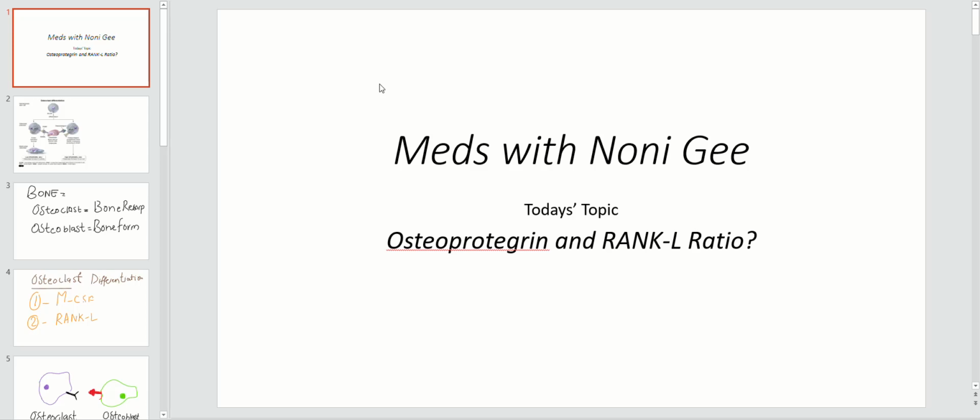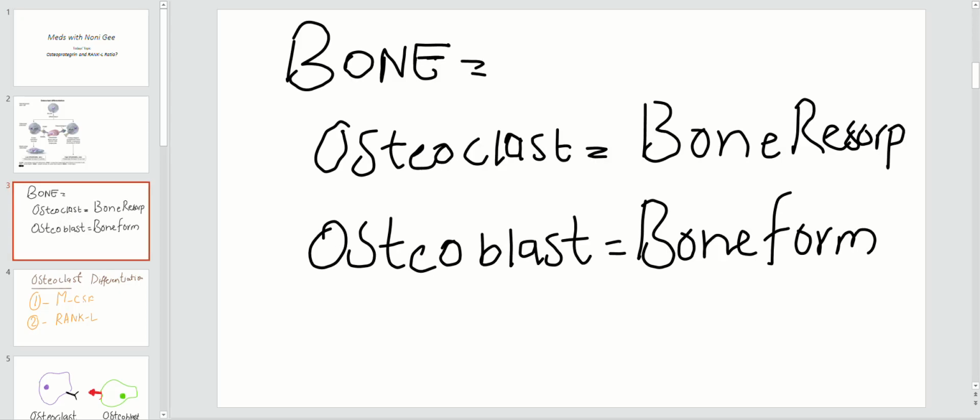Before going into the depth of this topic, I want you guys to know that bones have two types of cells. One are osteoclasts that are responsible for the resorption of bone, and one are the osteoblasts which are responsible for the bone formation. Basic knowledge, but you should know that.